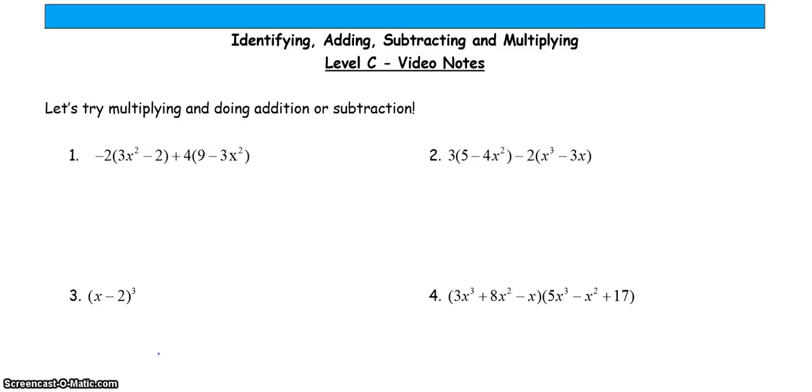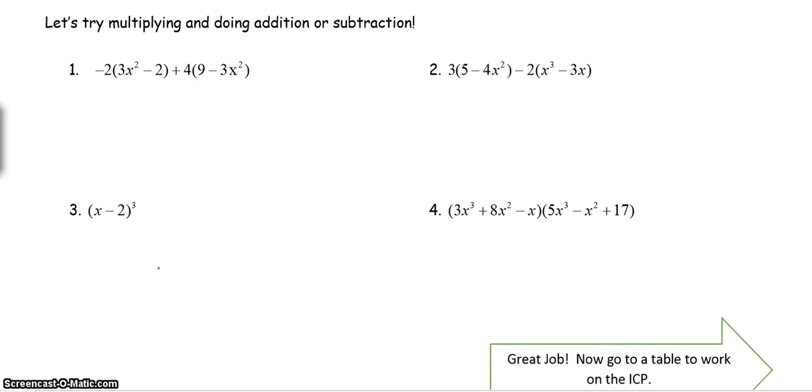Welcome to the Level C video notes for identifying, adding, subtracting, and multiplying polynomials. So we're going to take what we've done in the last two levels, Level A and Level B, and make it a little bit more challenging. We're going to work on some harder problems. But we're still going to be doing multiplying, adding, and subtracting.